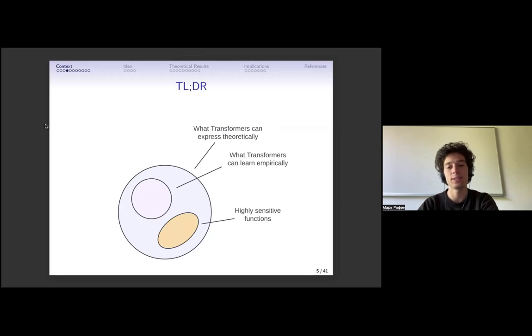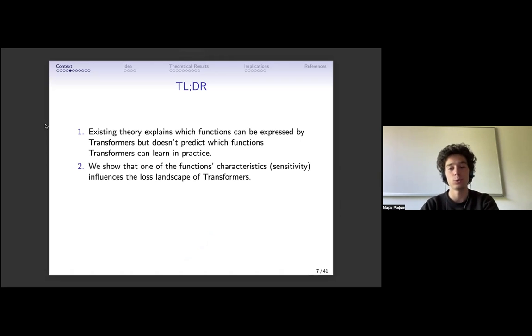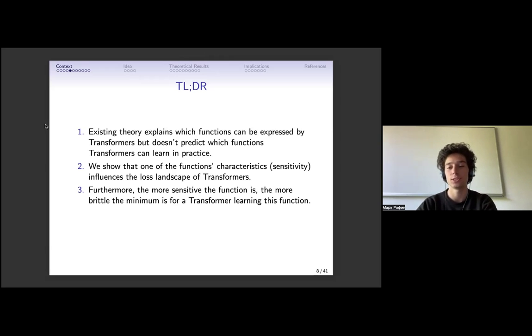Here we explain that for highly sensitive functions, we can come up with theoretical justification why, despite them being in the general capabilities of transformers, it's hard to learn them. So yeah, this is the main goal of the paper, to explain why this happens. TLDR is that the existence theory can explain which functions can be expressed by transformers, but there is little theory about what they can in practice learn. And we say that sensitivity influences the loss landscape of transformers. This is related to this problem of learnability. In principle, the more sensitive the function is, the more brittle is the minimum for a transformer that is trying to learn this function, which explains quite a lot of different scattered empirical results on the topic.